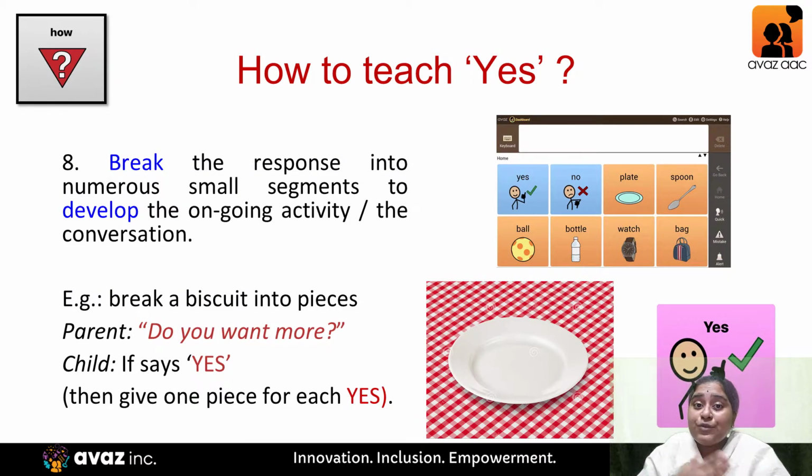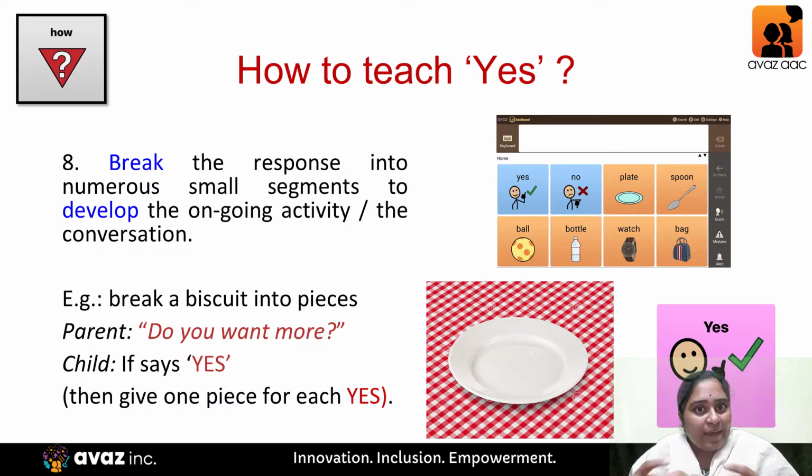So, after numerous models, when your child starts using yes in the conversation, try to break the response into numerous small segments to develop the ongoing activity or the conversation. For example, in a situation where you and your child are having, say, a biscuit, and you ask your child, do you want more? And your child says yes.